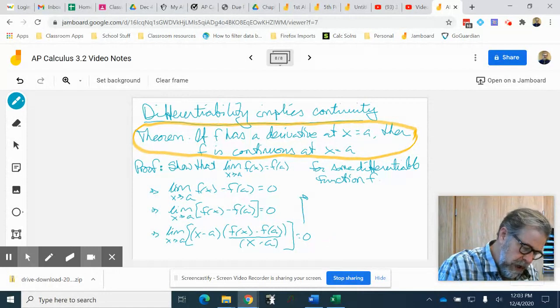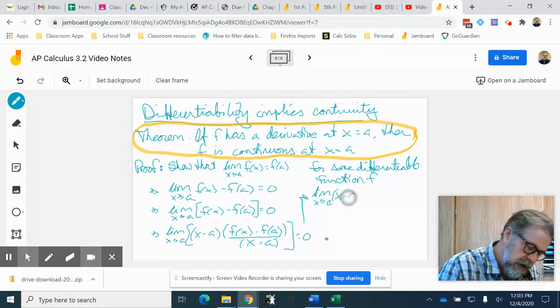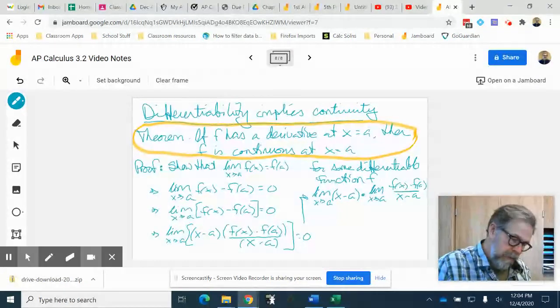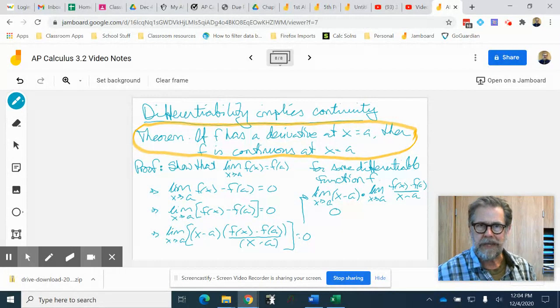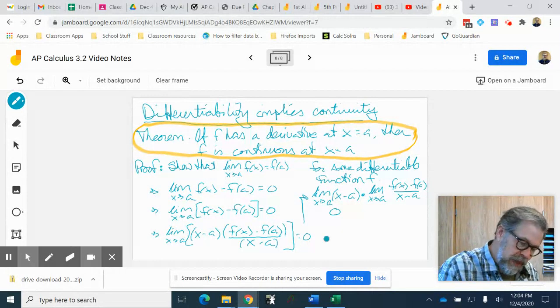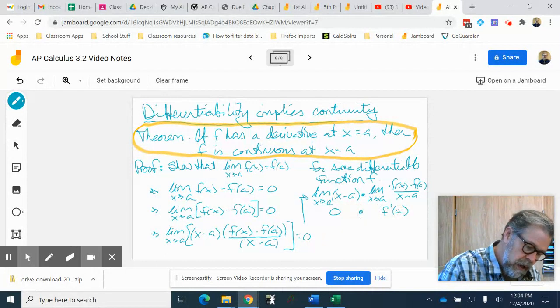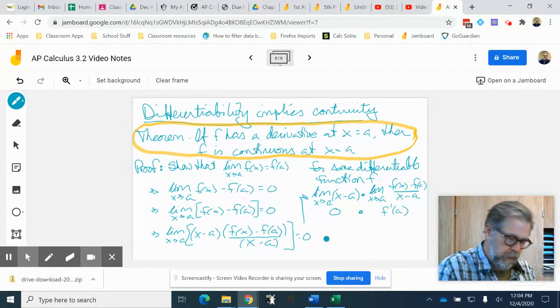Moving up to here, what we've got next is the limit as x approaches a of x minus a times the limit as x approaches a of f of x minus f of a over x minus a. Notice that this is 0 because as x approaches a, x minus a approaches 0. This is just the derivative of the function at a, but 0 times anything is 0.